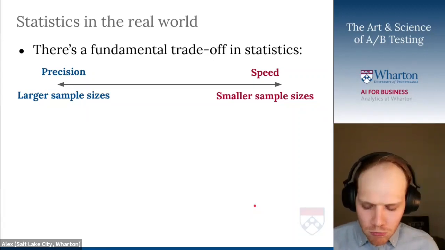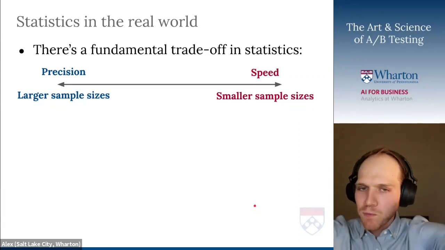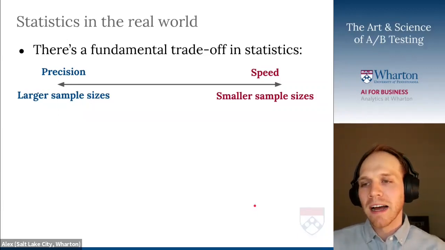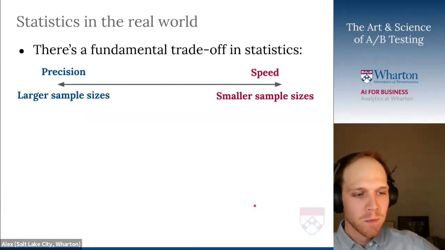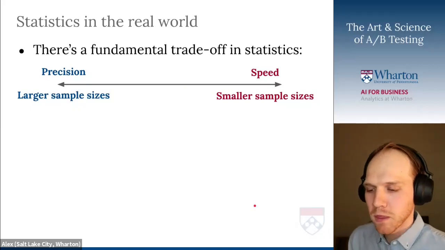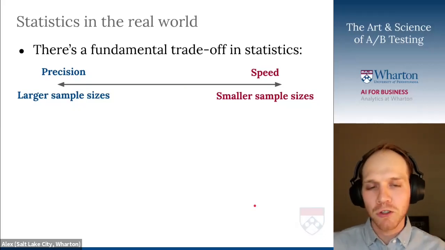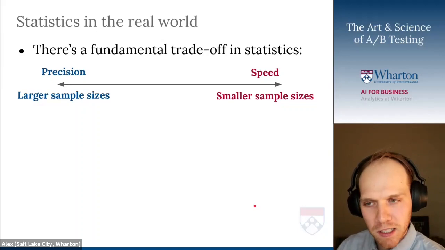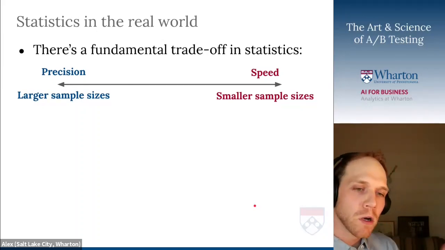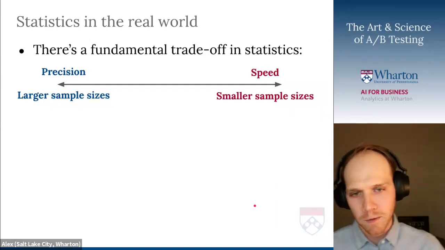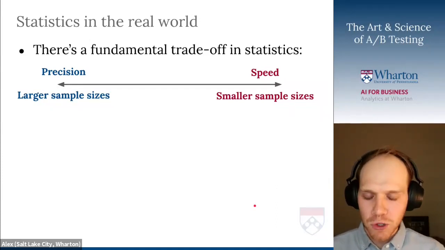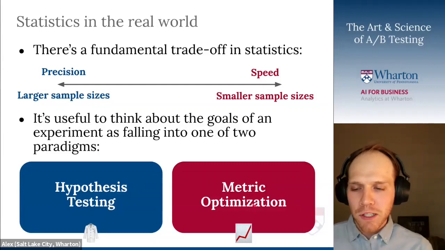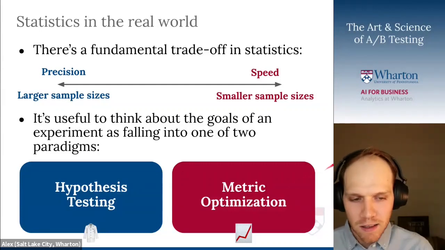Okay. So in the real world, there's a fundamental trade-off when it comes to measuring things with statistics, right? Ideally, we would love to have very precise estimates at very small samples. But in the real world, that's just not possible. There's a trade-off between the more data you gather, the higher precision. If you have larger sample sizes in your experiments, you're going to have more precision. Whereas if you have smaller sample sizes, you're going to be able to make decisions more quickly, right? So there's this fundamental tension when it comes to measuring things with statistics. And I think it's useful to think about the goals of an experiment as falling on either side of these two extremes.